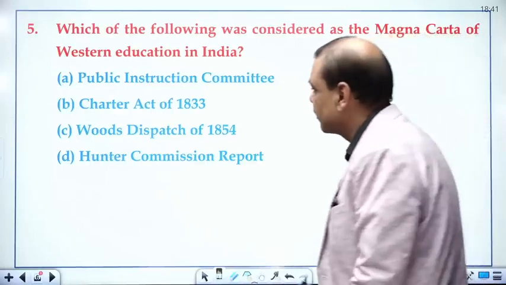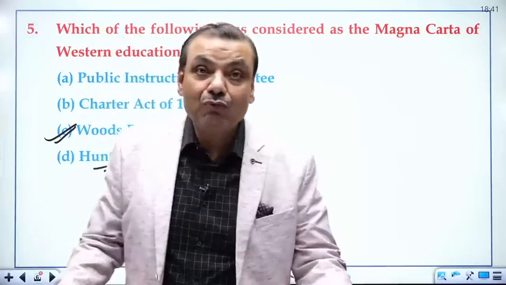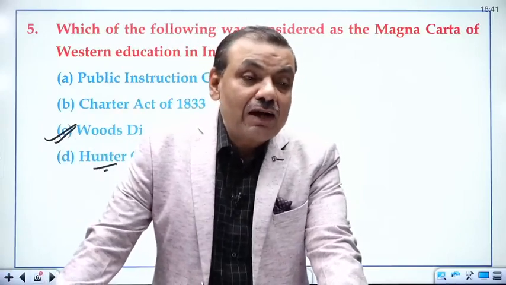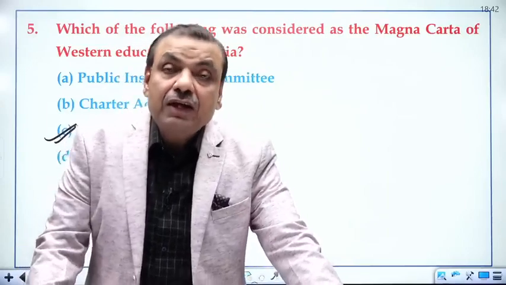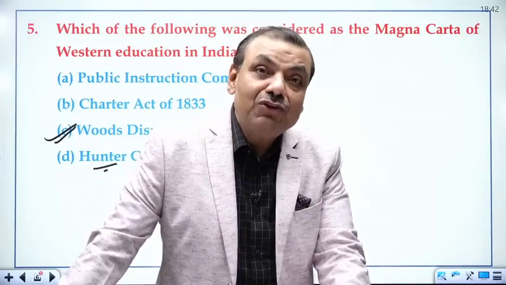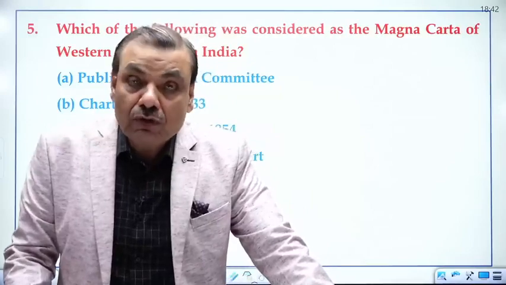Choice number C is the correct answer. Very good. Woods Dispatch, Magna Carta. You very well know the fact that in 1215, the Magna Carta was enforced in Britain, not British Parliament, you can say. The British King John, I will just teach you in the world history part. Actually, there was a British King, his name was John.